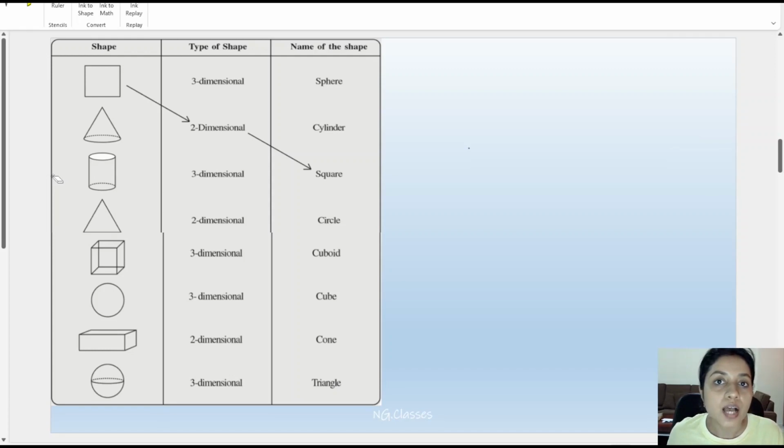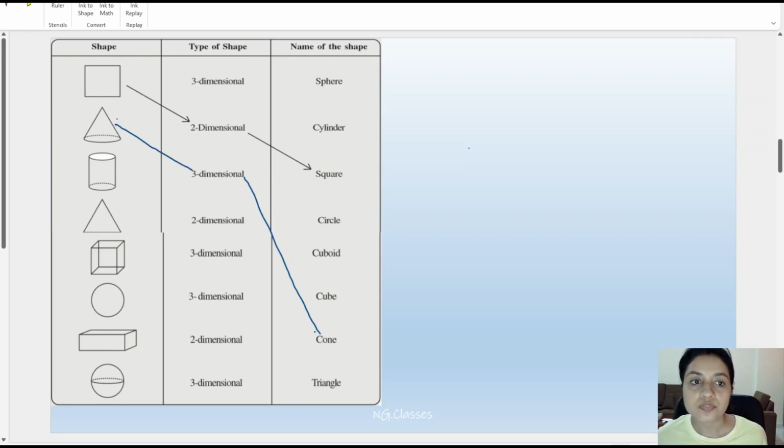The second figure, as we can see, is a cone, right? And yes, it's a three-dimensional shape. So let's match it accordingly. Now let's do the next one. The next figure, as we can see, is a cylindrical shape. And cylinder is also a three-dimensional shape. So let's match it. Now let's do the next one. The next figure is a triangle, and a triangle is simply a flat figure. It's a two-dimensional shape. So let's match it accordingly.